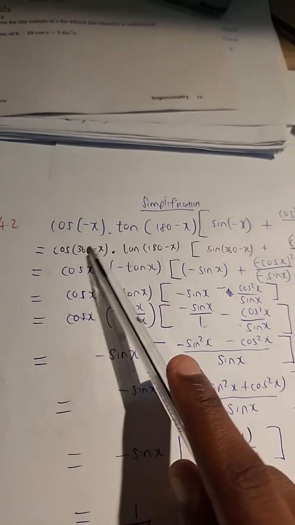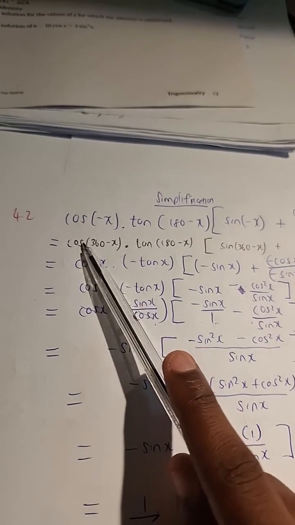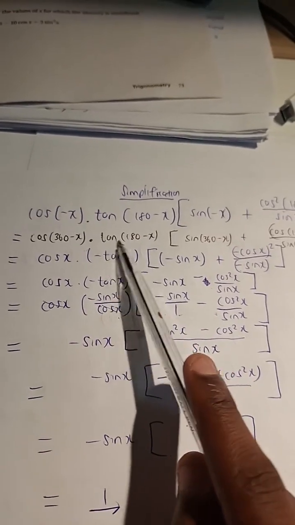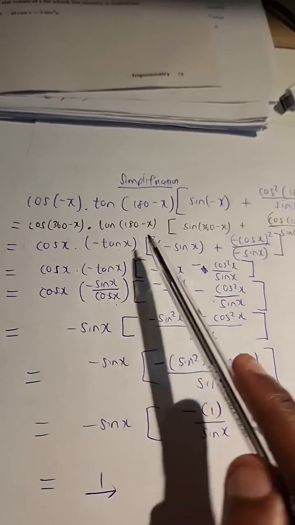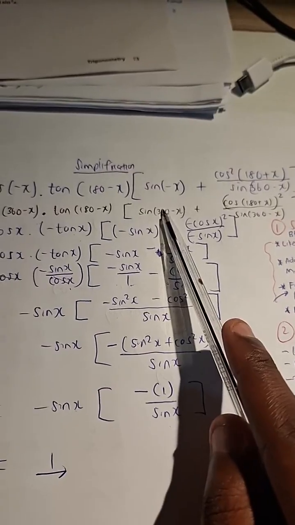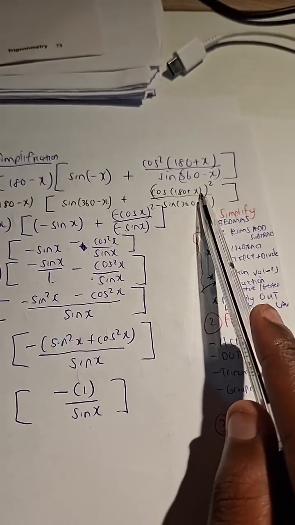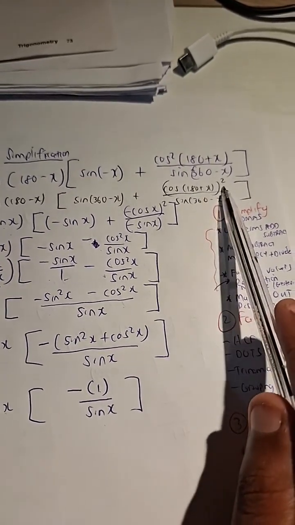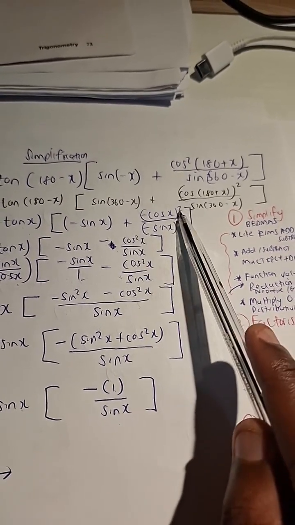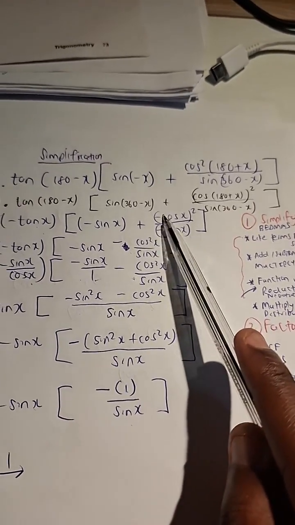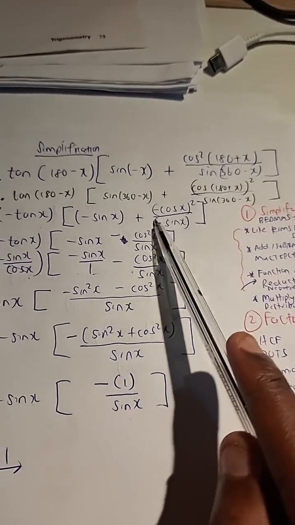The next step, reducing 360 minus x gives us cos x, because 360 minus is in the fourth quadrant, where cos is positive, one mark. Tan 180 minus x is in the second quadrant. In that quadrant, tan is negative, second mark. 360 minus x, fourth quadrant, sine is negative in that quadrant. Cos 180 plus x is negative cos x, but if I apply the squared, I get positive cos squared x, because the square applied to the negative sign makes it positive. In the denominator, sine of 360 minus x, sine is negative in that quadrant.